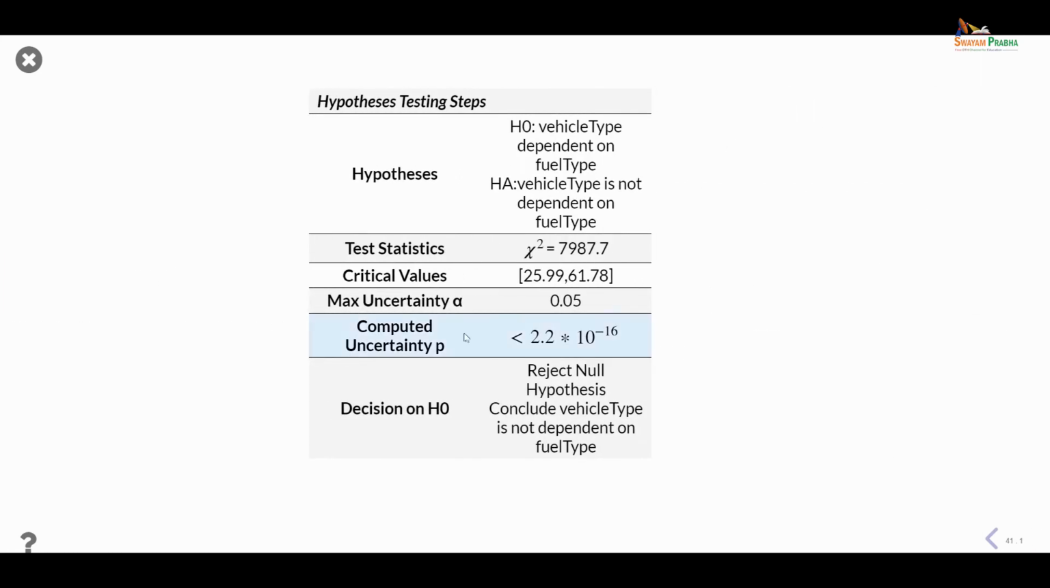Now let's plug in all these values to arrive at a decision. Your chi-square statistic is equal to 7987.7. These are your critical values, and your p-value is less than 2.2 into 10 power minus 16, from the output. Here you can see that your chi-square statistic is outside the critical values, and your p-value, the computed uncertainty, is also lesser than your alpha value. In both cases, the evidence suggests that we can reject the null hypothesis, and we can conclude that vehicle type is not independent of fuel type.